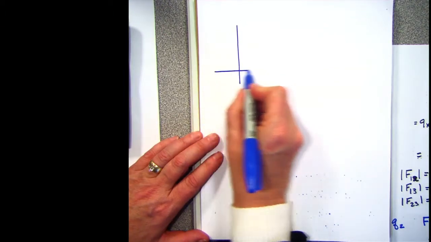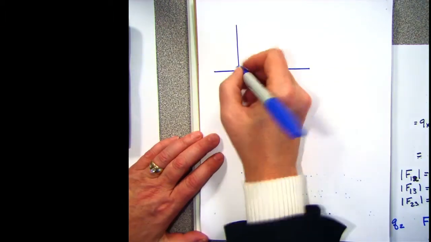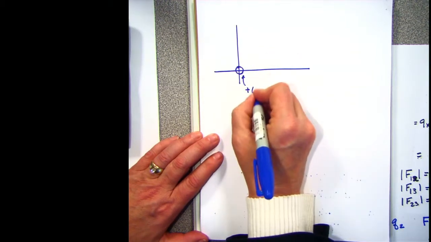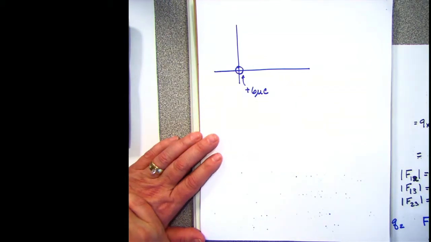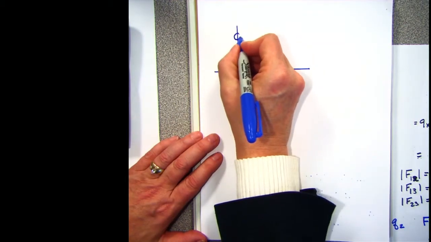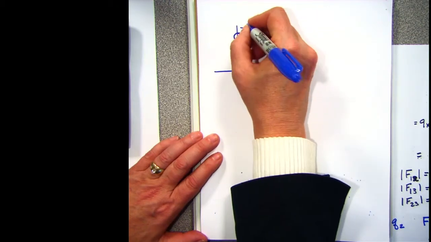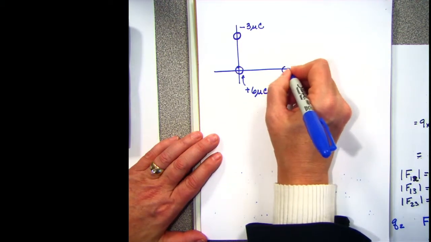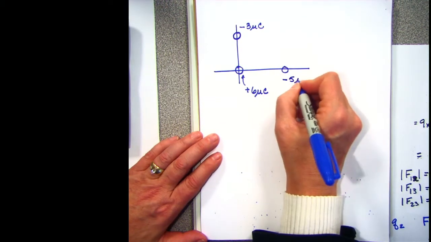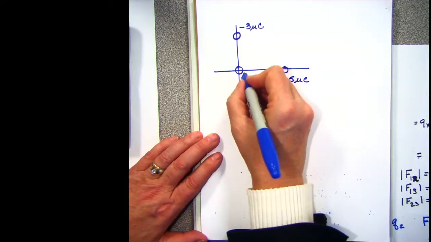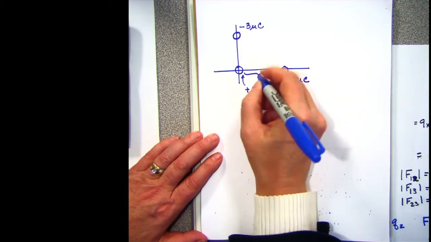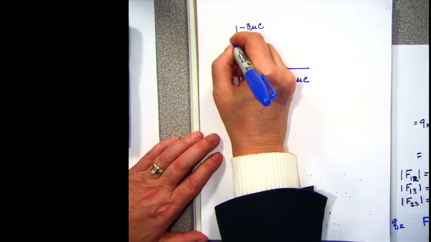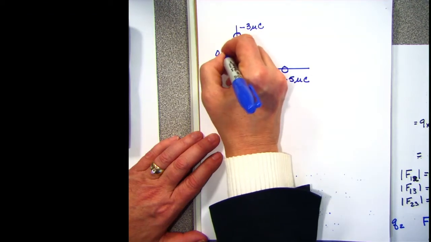So I'm going to give myself a grid. I'm going to put a charge here on the grid. We're going to call this a positive 6 microcoulomb charge. Up here, we're going to get a negative 3 microcoulomb charge. And over here, I'm going to get a negative 5 microcoulomb charge. We're going to say that this distance here is 0.5 meters, and we're going to use this distance here as 0.3 meters.